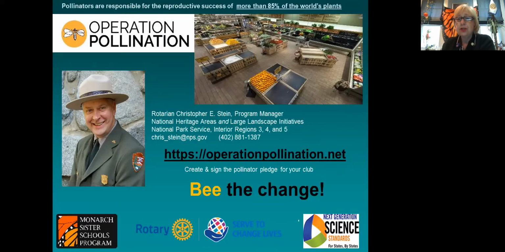And this is a picture of your supermarket, and this is what it could look like if we lose our pollinators, because more than 85% of our plants and fruits and vegetables that we eat have to be pollinated by birds and bees and butterflies. And so we all need to work on creating spaces for these pollinators to live and breed and eat and grow, because otherwise we're not going to have delicious tasting fruits and vegetables.